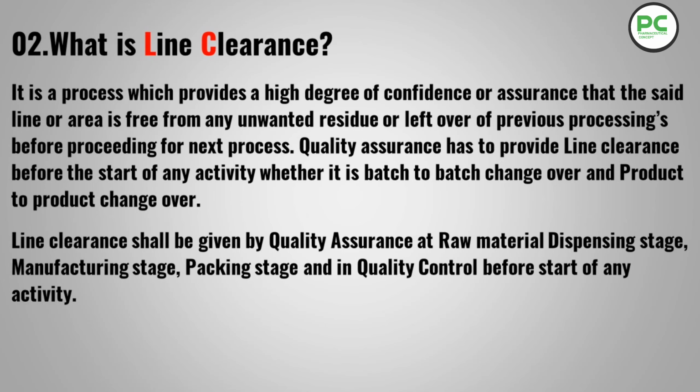What is line clearance? Line clearance is a process which provides a high degree of confidence or assurance that the said line or area is free from any unwanted residue or leftover of previous processing before proceeding to the next process. Quality assurance has to provide line clearance before the start of any activity, whether it is batch to batch changeover or product to product changeover. Line clearance shall be given by quality assurance at the raw material dispensing stage, manufacturing stage, packing stage, and in quality control before the start of any activity.